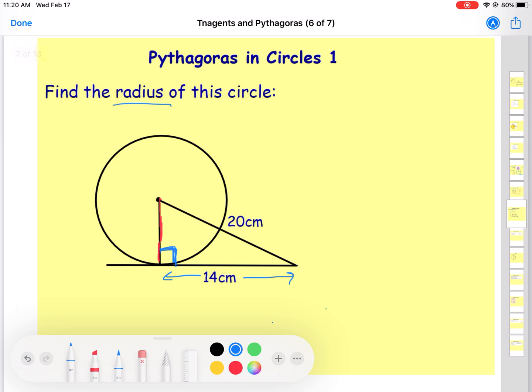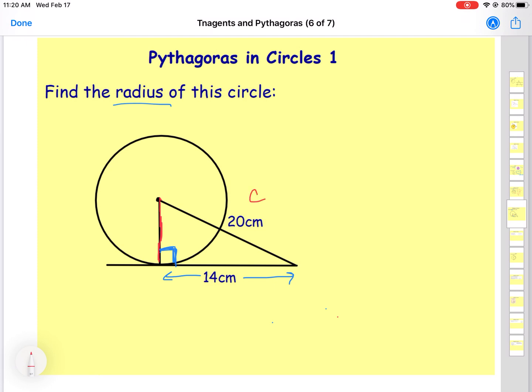So the calculations we have to do then, we're trying to find the radius, the side of the triangle that I've marked in with a red line. C has to be the 20 since that's across from the right angle, and A and B we can label as any of the other two sides. So in this case I'm trying to find the size of B.